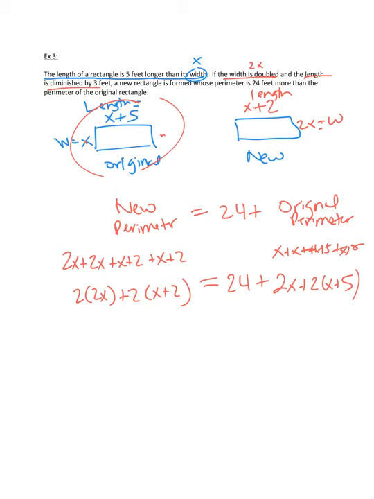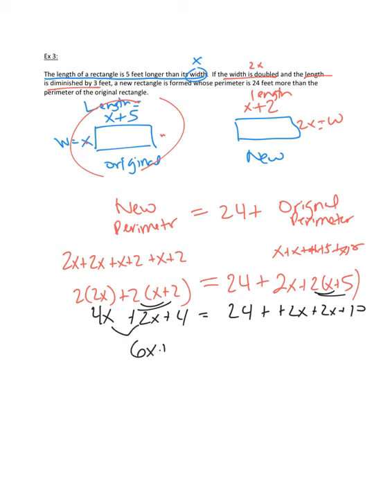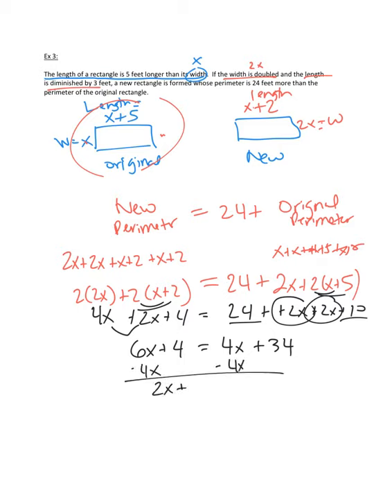So we're going to have 4x here, and then distribute, plus 2x plus 4 equals 24 plus, and I'll distribute, 2x plus 2x plus 10. I'm going to combine like terms. 2x and 4x is 6x now, plus 4 equals, I have 2x and another 2x, that's going to be 4x, and then I have 24 plus 10, which is 34. And I'm going to now subtract 4x on both sides. I have 2x plus 4 equals 34. I will subtract 4 on both sides. I have 2x equals 30, divide, x equals 15.